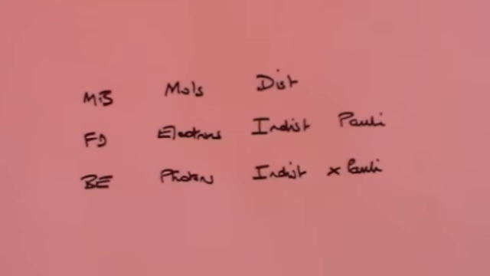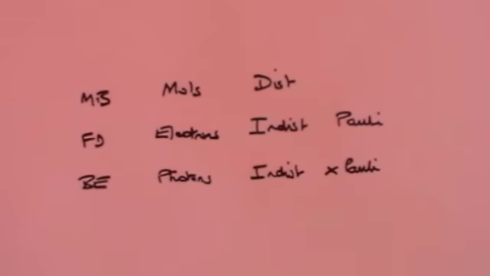Now, what do I mean by distinguishable or indistinguishable? What we mean is, can two particles be identified as separate? Well, in the case of molecules, yes. You can see that one molecule is here, one molecule is there. But in the case of electrons, that's not the case.